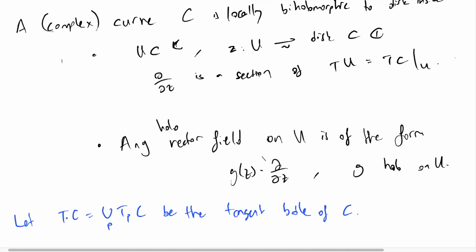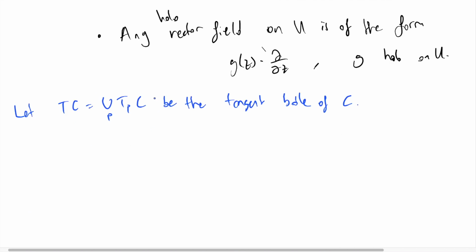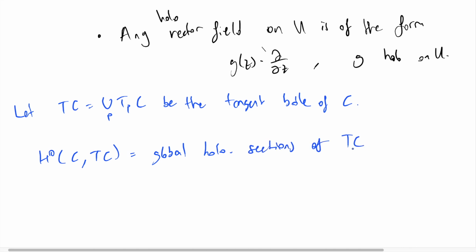Once again, I'm using the notation TC to denote the tangent bundle of C. You can view this as the union of these tangent planes at each point. Obviously I have some kind of holomorphic structure here, so I can talk about holomorphic sections, but this local structure allows me to put them together and view this as a complex manifold. And I care about the global holomorphic sections of the tangent bundle.